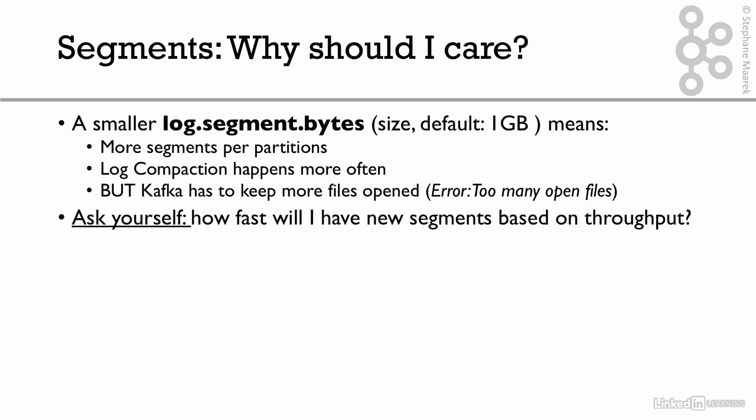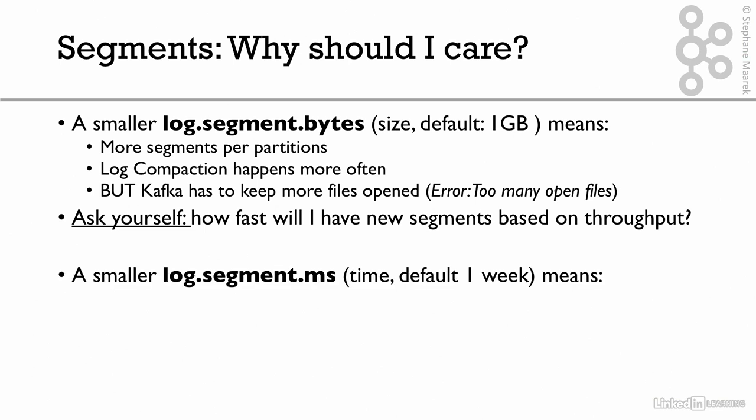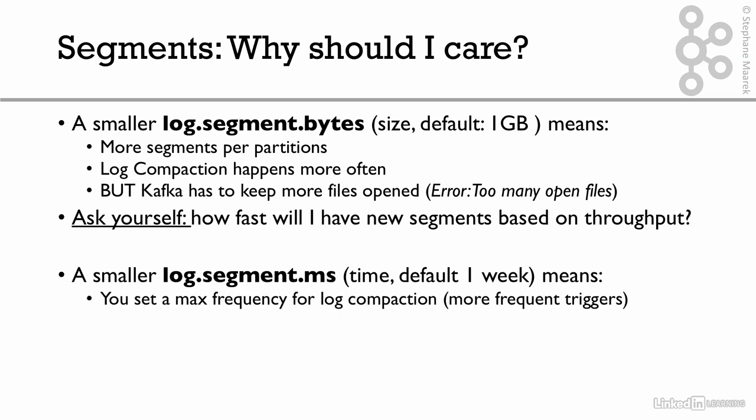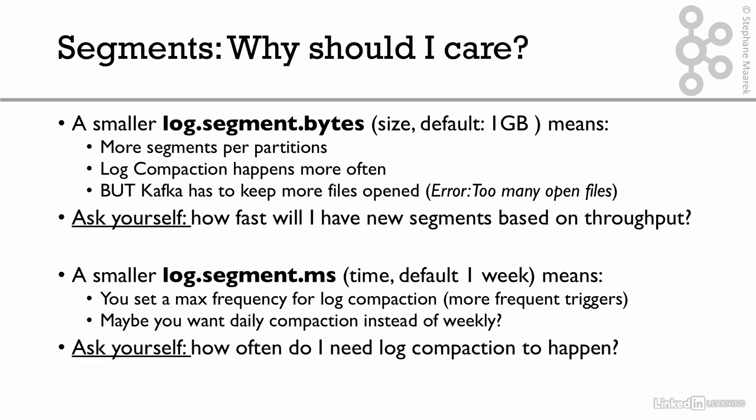So ask yourself, how fast will you have new segments based on throughput? If you expect to have 1 gigabyte of data a day, this is perfect. If 1 gigabyte of data a week, maybe you want to reduce the log segment bytes a bit. Additionally, there is log segment millisecond that you can set. By default, it's 1 week. That means that the log will be rolled over every week. If you set it lower, there is a higher frequency for log compaction. For example, if you set log segment millisecond to 1 day, log compaction will happen every day. But you also get more files, right? So ask yourself, how often do I need log compaction to happen? And we'll see what log compaction is in the next lectures, okay?